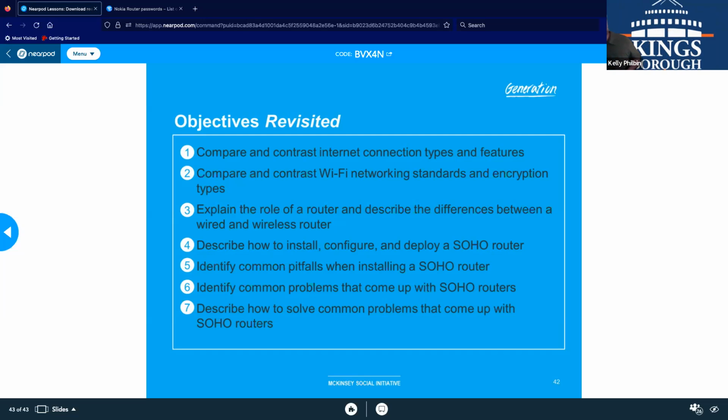These will come up repeatedly, so we'll talk about them a lot. We talked about the role between wired and wireless routers, how to install them, the common pitfalls, and then how to address that. Any questions? Is there a WPA3 too? I believe there is now, yes. I've seen WPA3 set on my router.